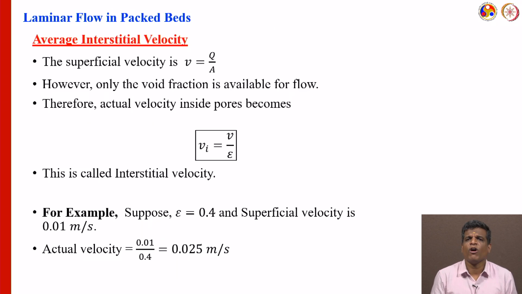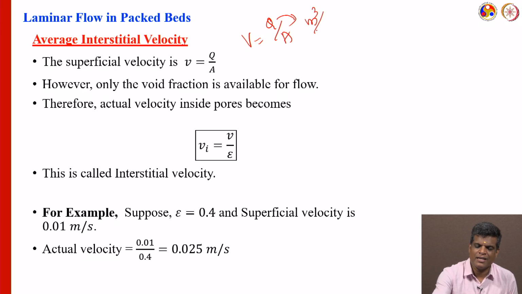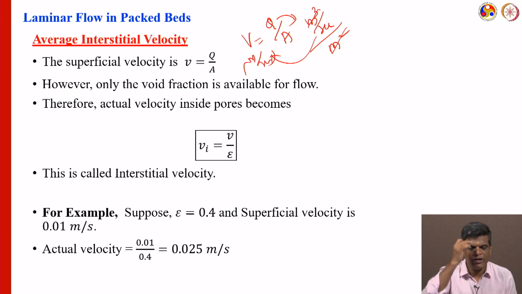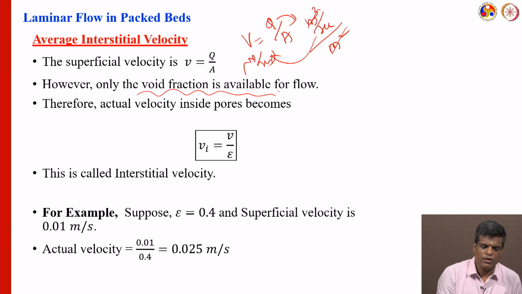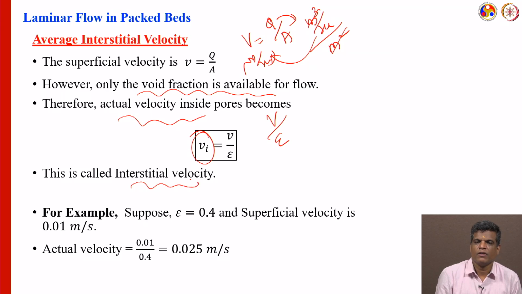So, next is the average interstitial velocity. We already defined the superficial velocity V as Q by A, because Q is the volumetric flow rate in meter cube per second and area is in meter square. After solving we get the velocity in meter per second. However, only the void fraction is available for the flow, so the actual velocity inside the pores is V by epsilon, that is the porosity. This is called the interstitial velocity.